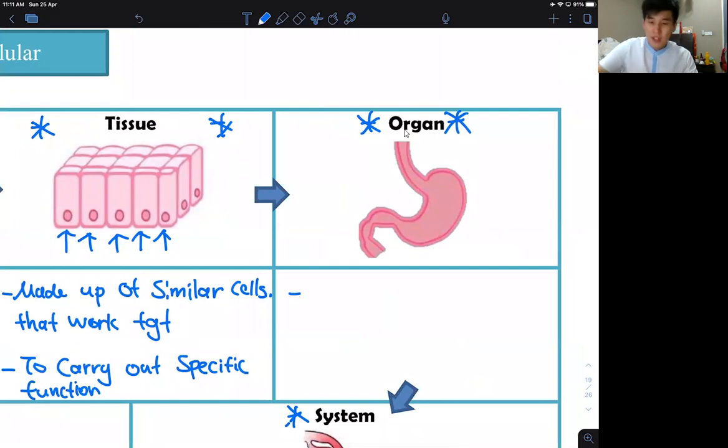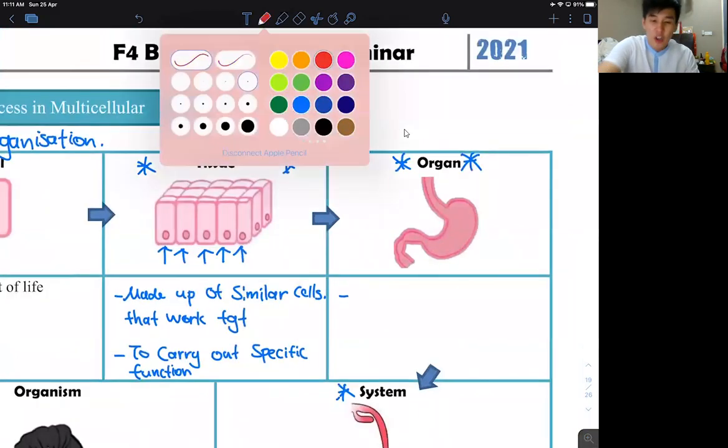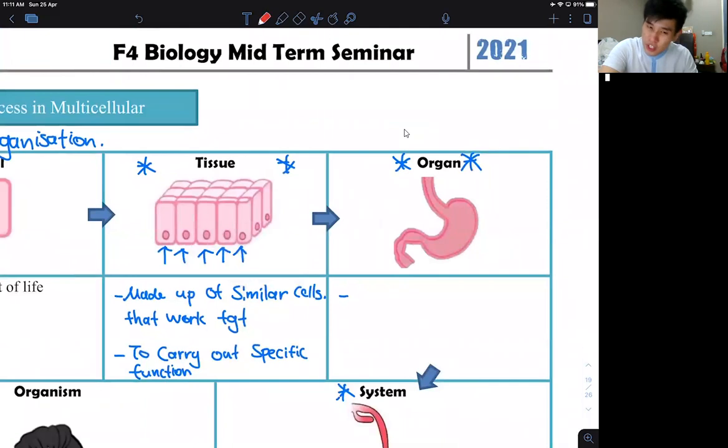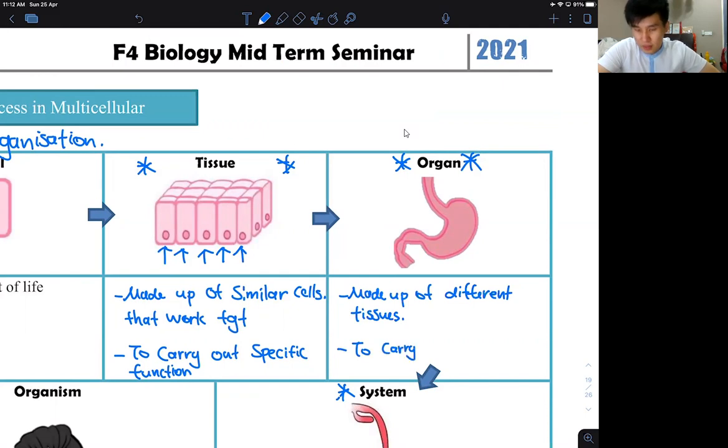So stomach, this organ now we know is made of tissues. Again, you cannot just say made of tissues. You have to say made up of different tissues. So one organ has more than one tissue, which we also can say to carry out a specific function.